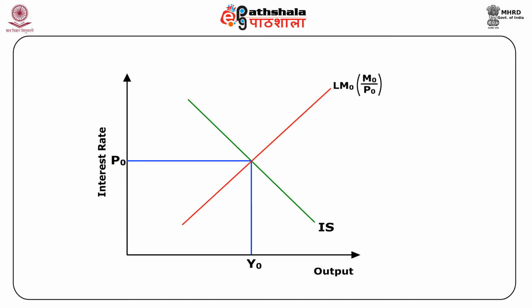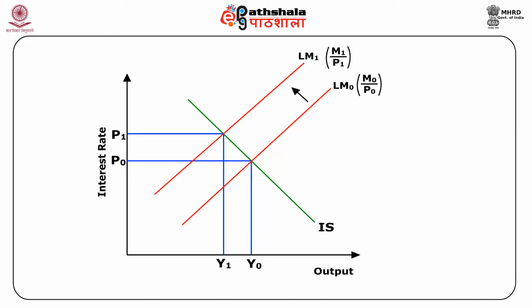As price increased to P1, ceteris paribus, the LM curve shifted from LM0 to LM1 and equilibrium in the goods and money market was achieved at a lower level of output Y1. As real money supply shrinks with unchanged demand for money, there is excess demand for money that leads to an increase in the interest rate.